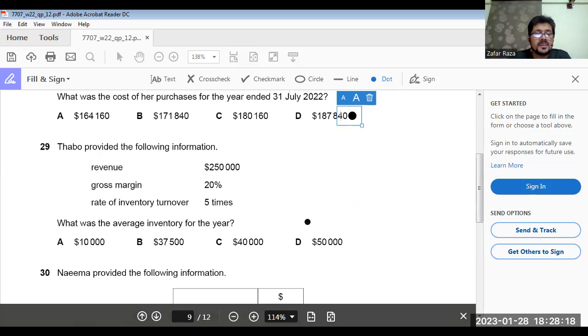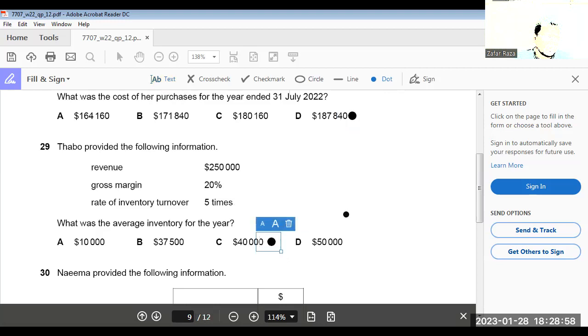Thabo provided the following information: revenue, gross margin, rate of inventory turnover. What was the average inventory for the year? Now we do not have cost of sales here. Do you remember the formula of inventory turnover? Cost of sales divided by average inventory. We have the rate of inventory turnover, but we do not have cost of sales. So revenue is 250,000, 20% gross margin, it means 80% is cost of sales. That is 200,000. 200,000 divided by 5, it means 40,000 is your average inventory. Simple.